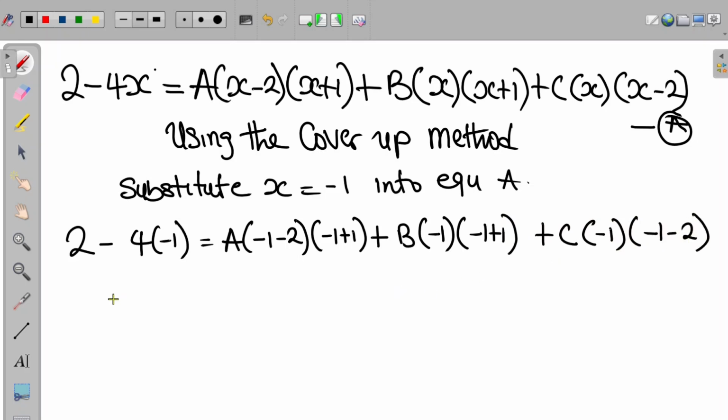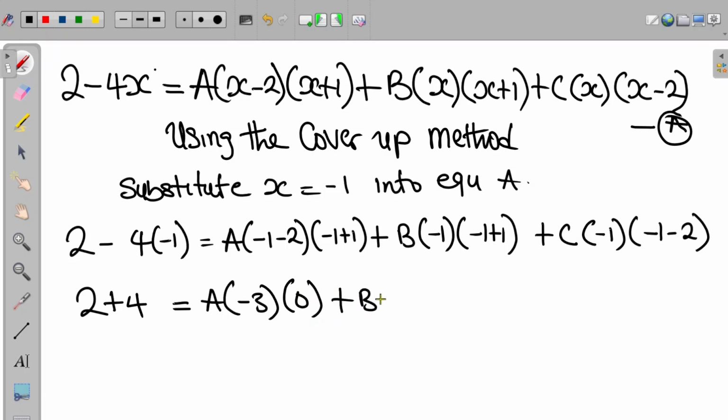So from the left-hand side, we have that 2 minus 4 times minus 1 is plus 4, equal to A(minus 1 minus 2 is minus 3, and minus 1 plus 1 is 0), plus B(minus 1 plus 1 is 0), plus we have C(minus 1)(minus 1 minus 2 is minus 3).